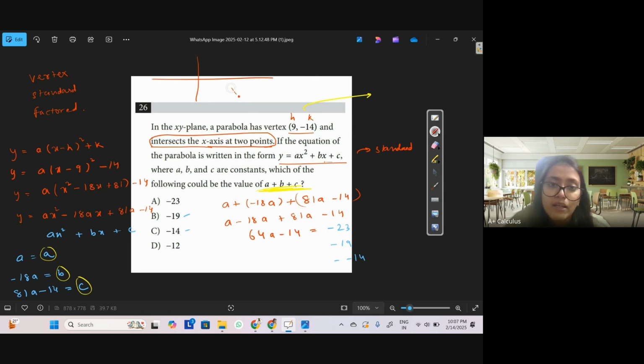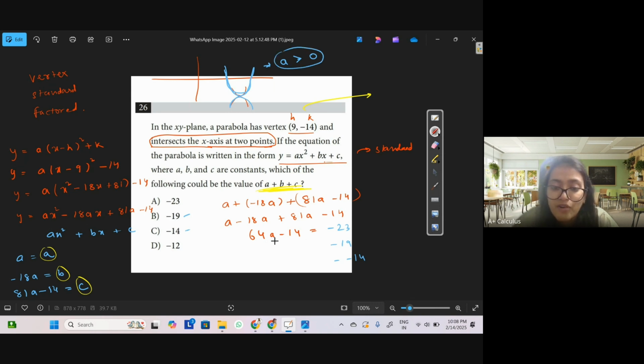So it can be either this or it can be this, right? But it says that it intersects the x-axis at 2 points. Now, if it is downward opening, if it is this, it will never intersect the x-axis, right? If it has to intersect the x-axis, then it has to be an upward opening parabola. And if it is an upward opening parabola, that means a has to be greater than 0. And that's what you need to figure out, okay?